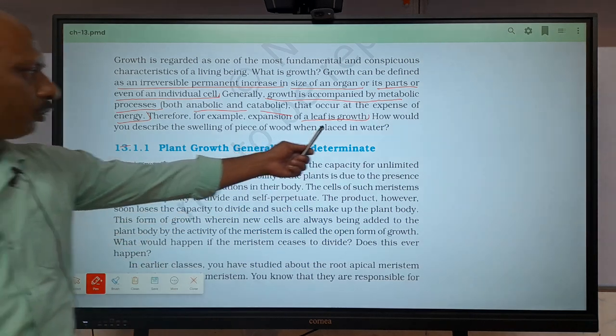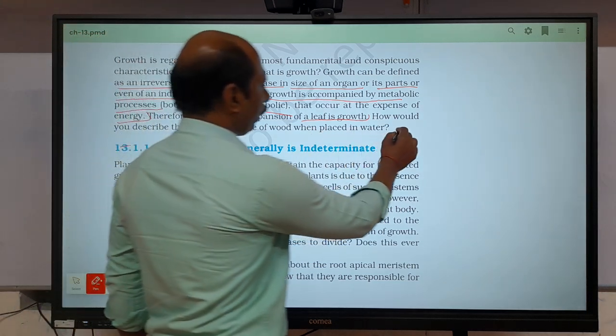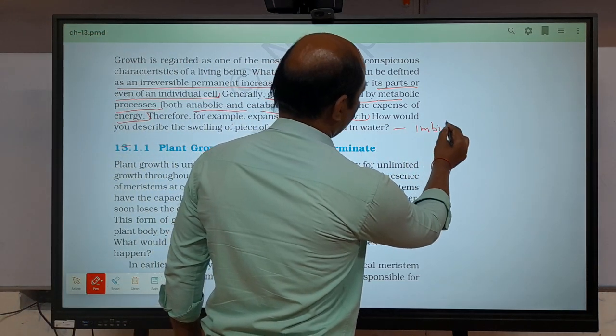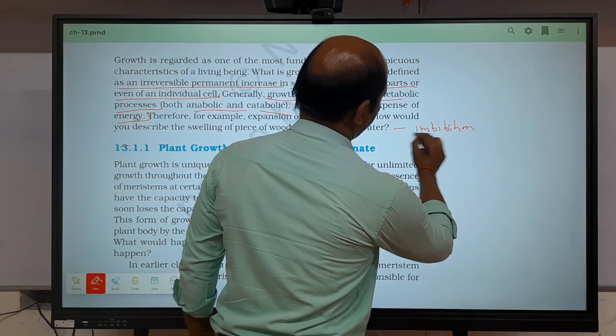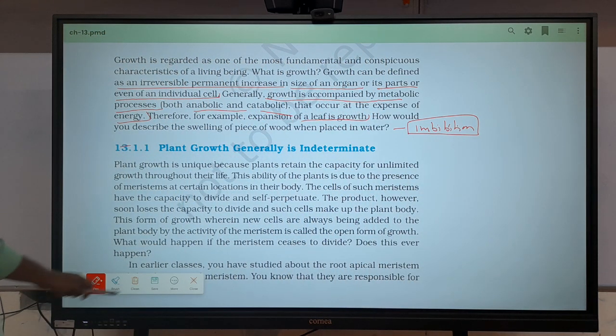Now here one question is given: how would you describe the swelling of a piece of food when placed in water? It is called imbibition. This is not growth, it is imbibition due to the absorption of water.